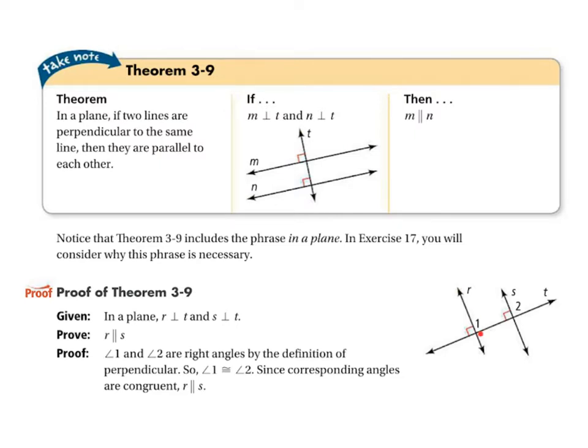In a plane, R is perpendicular to T, this symbology right there you can see, and S is perpendicular to T. Since they're perpendicular, and we're trying to prove that R is parallel to S, that means that we have a 90-degree angle here and a 90-degree angle here. So angles 1 and 2 are right angles by the definition of perpendicular, and so angle 1 is congruent to angle 2. Since corresponding angles are congruent, and you can see that they're corresponding angles, by the converse of the corresponding angles theorem, these two lines are parallel.